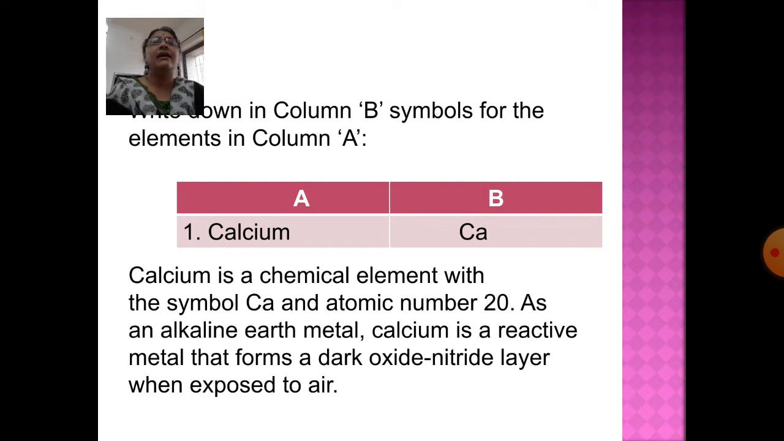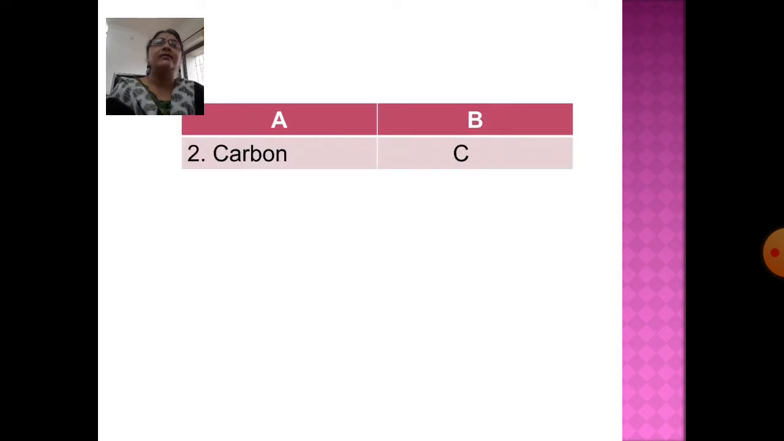Calcium is a chemical element with the symbol Ca and atomic number 20. As an alkaline earth metal, calcium is a reactive metal that forms a dark oxide nitride layer when exposed to air. Next chemical element, carbon, symbol C.